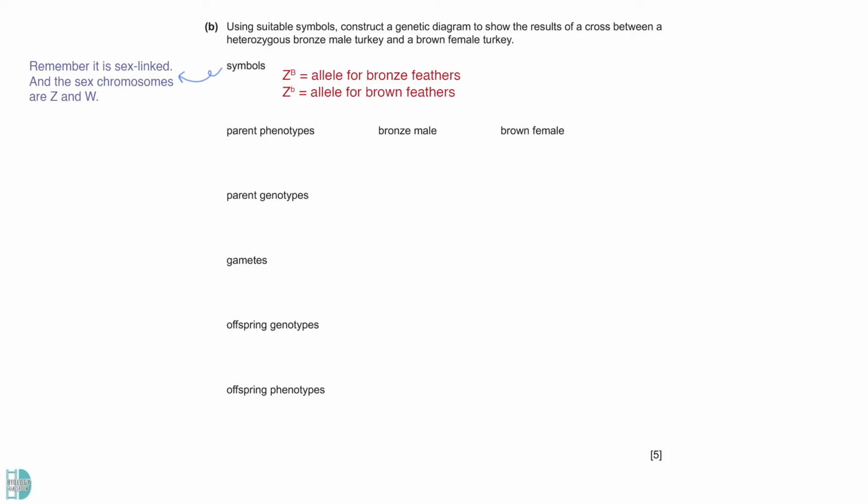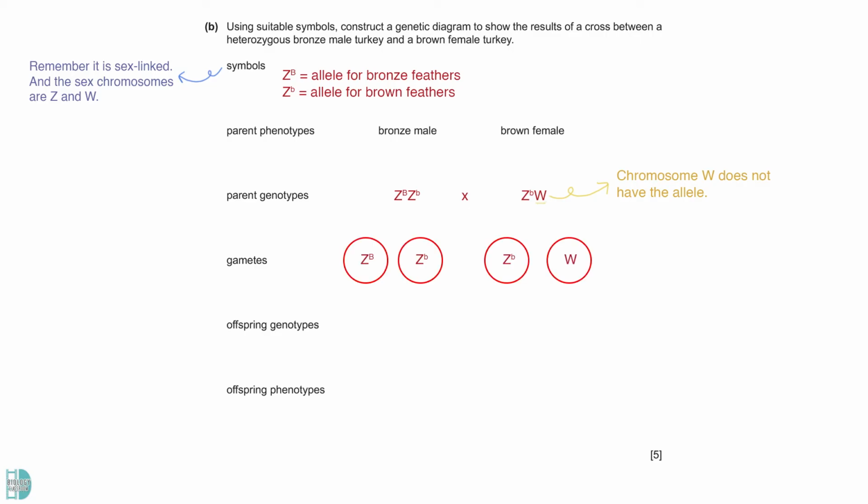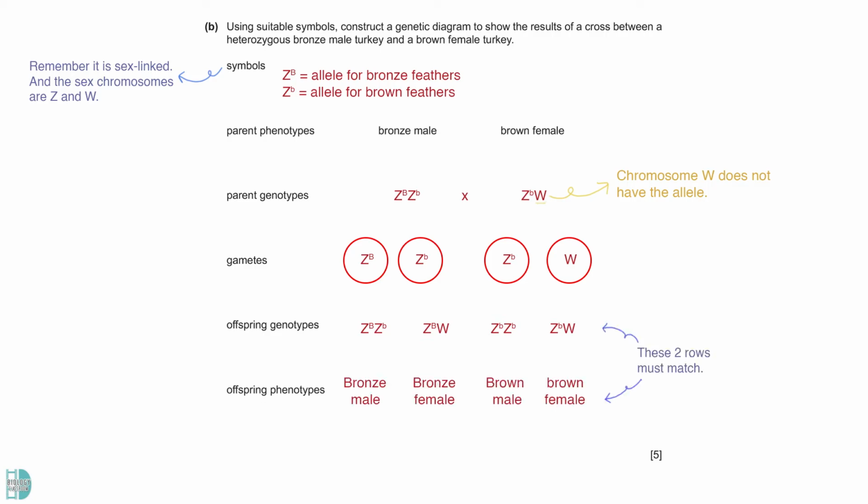The male turkey is heterozygous, so its genotype is Z capital B, Z small b. The female is brown, so it has a Z small b and a W, which does not contain the allele. Then, separate these alleles into the gametes. Write down all possible combinations when the gametes fuse and match the genotypes with the phenotypes they show.